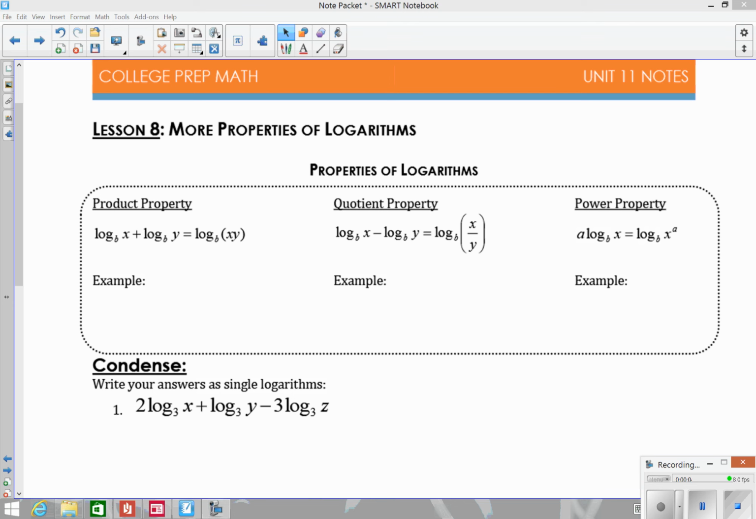In this lesson, we're going to look at more properties with logs. We have three different properties that we're going to take a look at: the product property, quotient property, and power property. Whenever you have logs of the same base is when you can apply these properties.